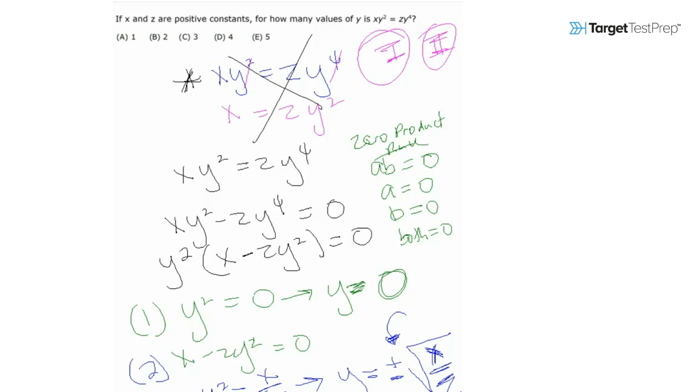Sorry about that. So what we have here, guys, is 3 solutions, because you have the y equals 0 solution. Y could be equal to 0, or y could be equal to plus or minus the square root of x over z. So what that means is there are a total of 3 values of y that will make this equation true.